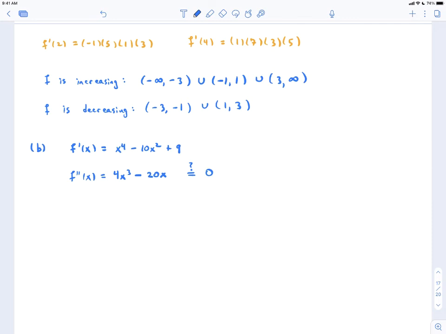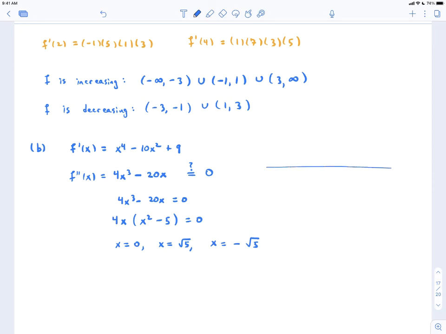So again, we're going to factor. We want 4x cubed minus 20x to equal 0. So we can factor out a 4 and an x, and that'll give us x squared minus 5 equals 0. So that tells us that x is equal to 0, or x squared minus 5 is equal to 0. So x is equal to the square root of 5, or x is equal to the opposite of the square root of 5. So that gives us 3 places that we need to check.